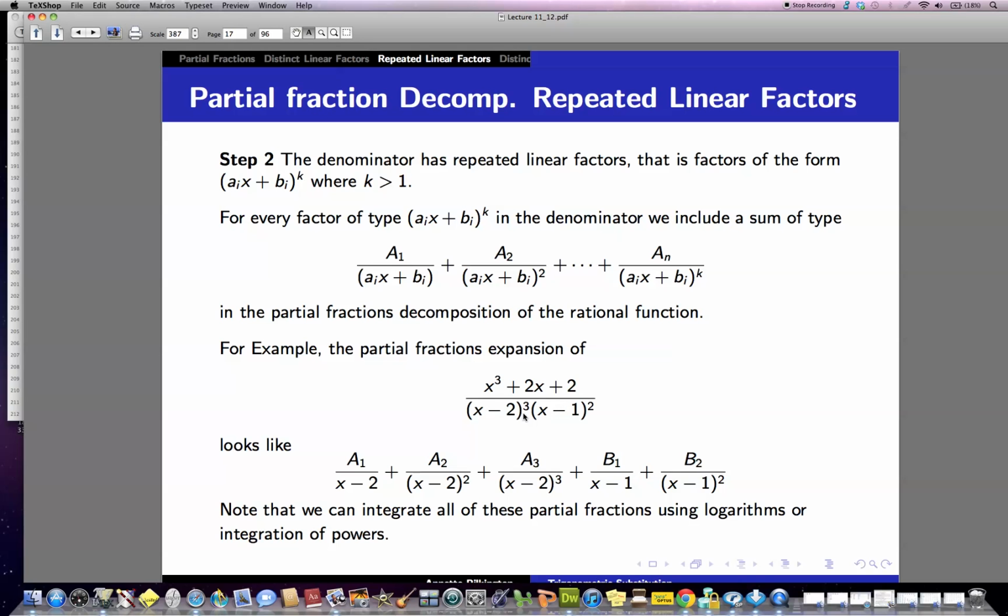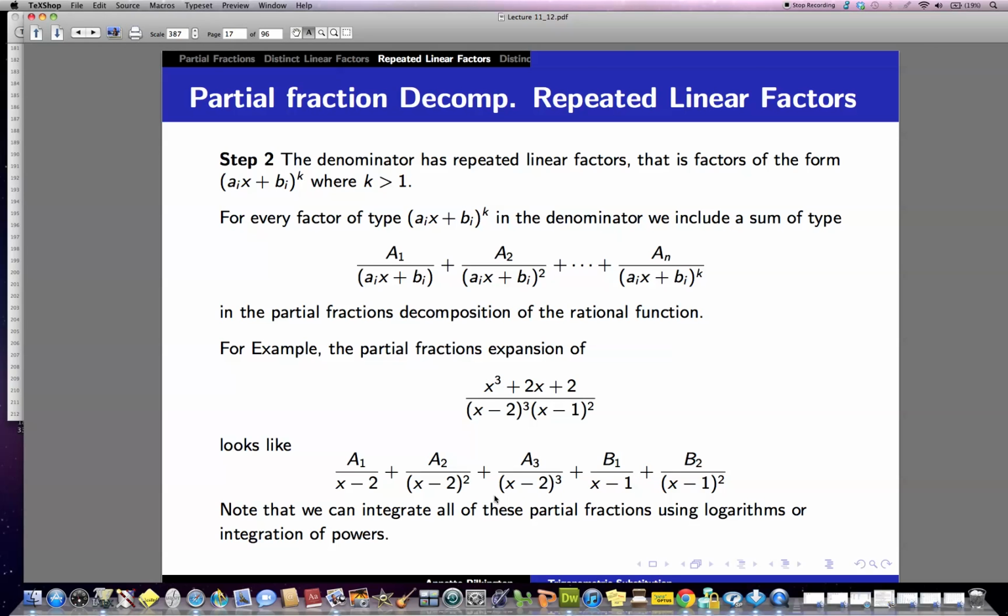Well, you see q of x is already factored here, so that's good. And I have repeating linear factors. So I have an x minus 2 to the 3 and an x minus 1 squared. For each of those repeated factors, I include terms that look like this on the right-hand side. For the factor x minus 2 cubed, I include a term a1 over x minus 2 plus a2 over x minus 2 squared plus a3 over x minus 2 cubed, and I stop when I get to the actual power of that factor that appears in the factorization of q of x. And then for the x minus 1 squared, I include two terms, b1 over x minus 1 plus b2 over x minus 1 squared.